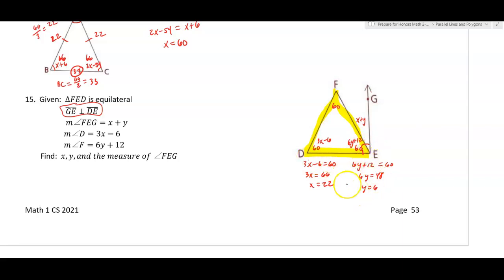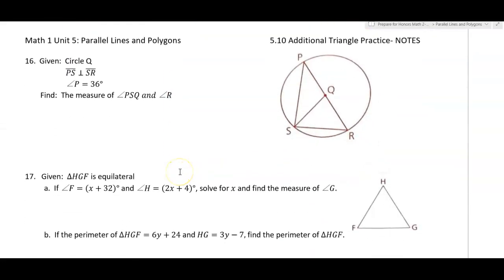If I look at that, angle FEG would just be 22 plus 8. Oh, that'd be y equals 8, sorry. 22 plus 8, which is 30. Right? So x is 22, y is 8, and angle FEG is 30 degrees. You could also do 90 minus 60 to figure that out. Much easier.